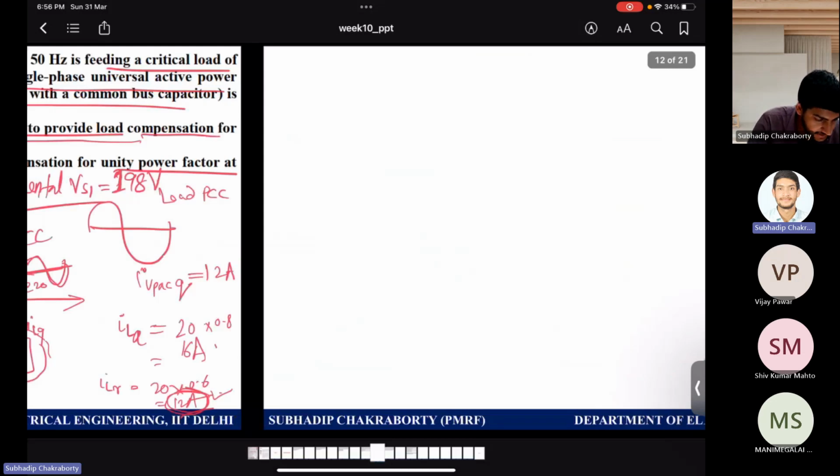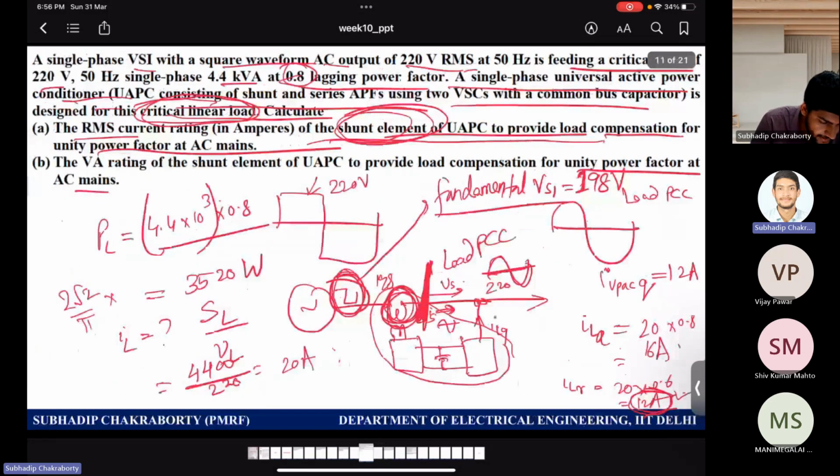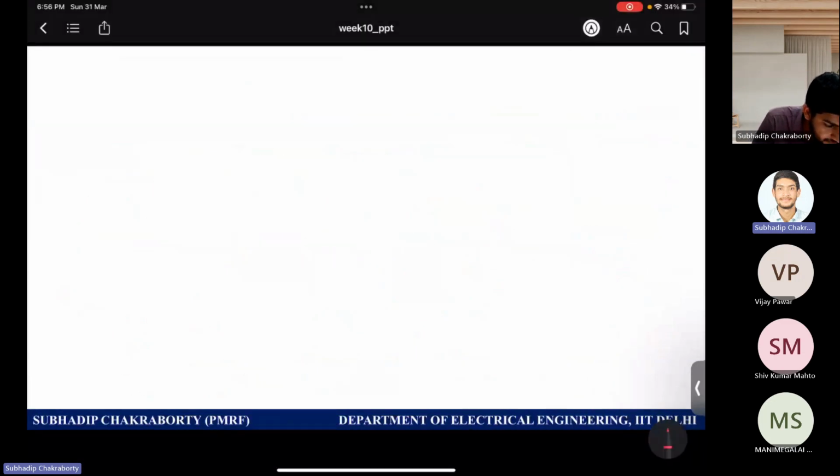So let's compute the load current active component. Let us calculate. Load current active component is how much? Because we are calculating the current rating. So load current active component ILA is 16 amps.